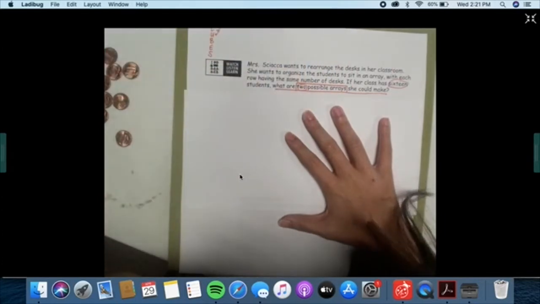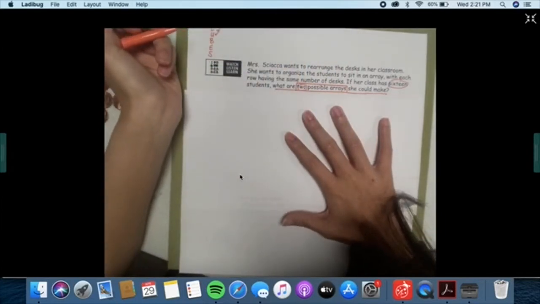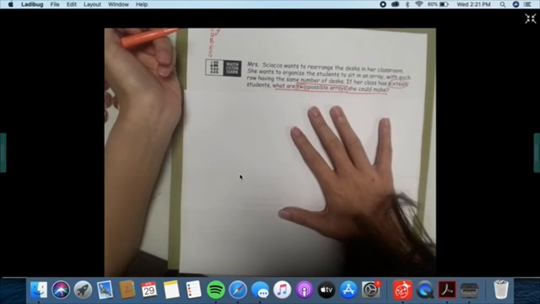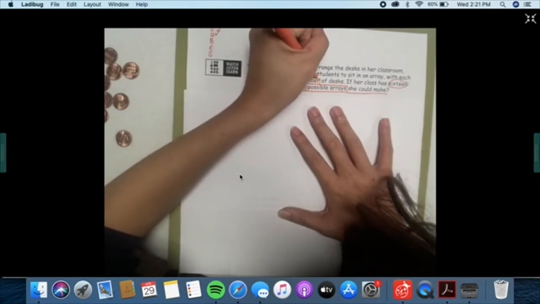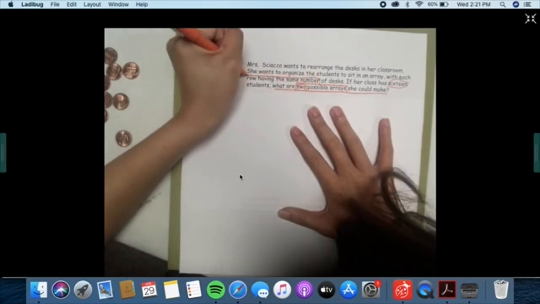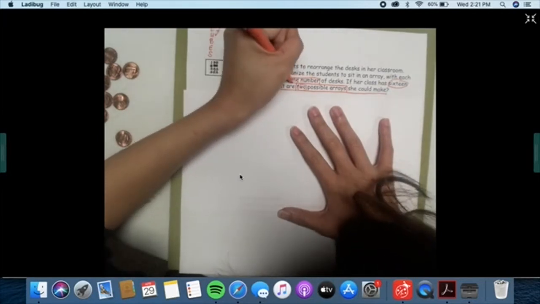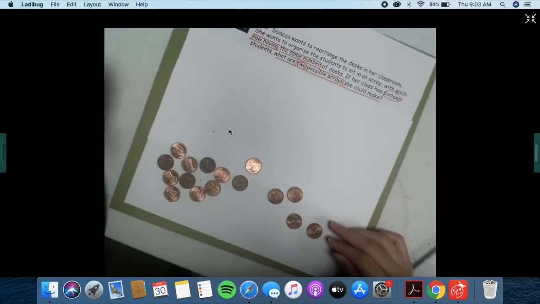Telling us that she wants to have the same number of desks in each row. Same number in each row. So I see that Miss Shaka wants to arrange her desks to have the same number of rows with the same number of desks. I know that each row has to have the same number of desks. I know that 16 is an even number because if I count by twos, 16 is one of those numbers.